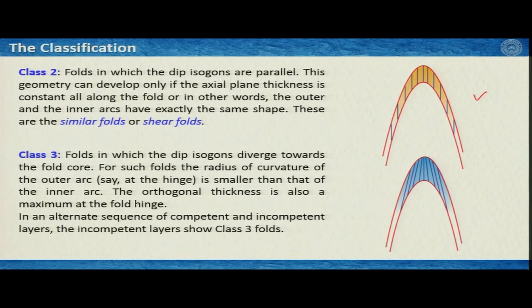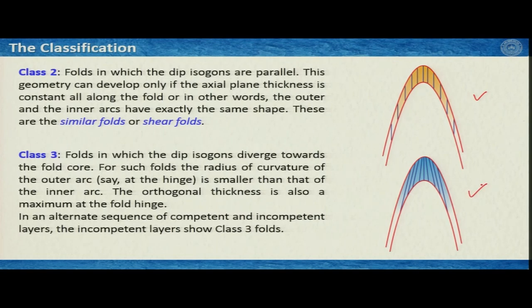What we see here in this illustration is that if I have a fold like this and then I have a similar curve like that, then this is my axial, the trace of the axial planar cleavages. So, if I consider this height, and so on, if these lengths are equal, then this fold is known as a class 2 fold, and these are also known as similar folds because the outer arc and inner arc are geometrically very similar.